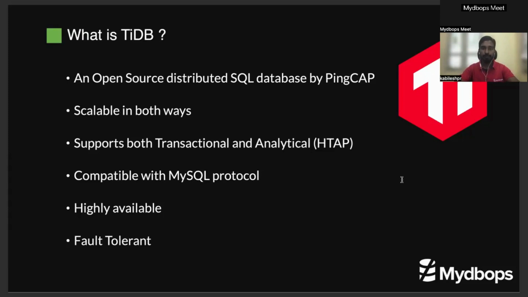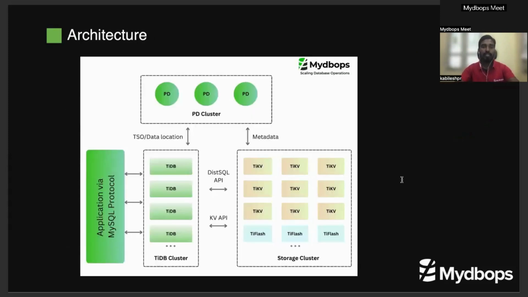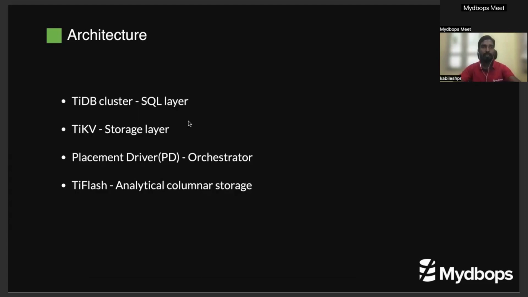So this is the architecture. You can see that everything is loosely coupled, so everything can be scaled individually with respect to the nodes. For example, TiDB is your SQL layer that handles the connections and parses the queries that you send. TiKV is your transactional storage. TiFlash is your analytical storage. And PD, which sits on top of TiDB and TiKV, is a cluster manager, or you can say an orchestrator. PD is nothing but the placement driver.